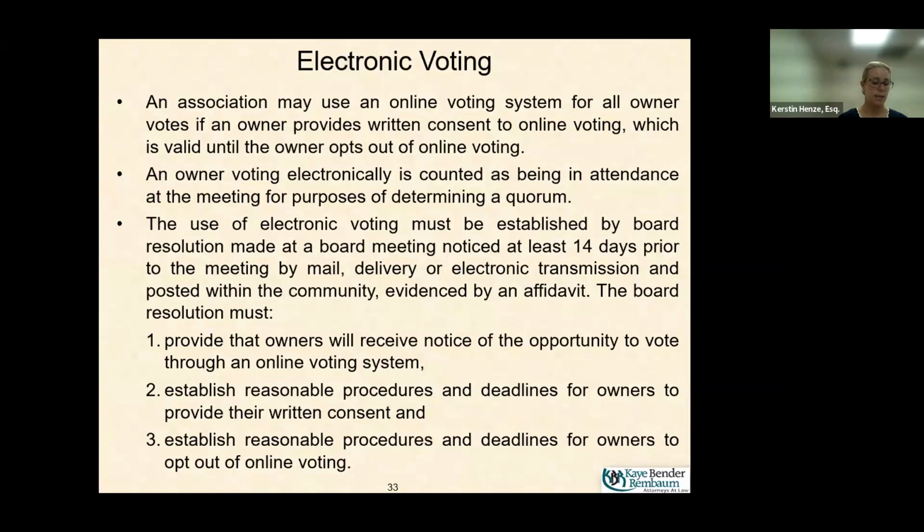If an owner consents to electronic voting, then the owner casting a vote electronically will count towards quorum. Okay, so the owner doesn't have to physically be present at the meeting. Their electronic vote counts towards quorum. Now, the statute here identifies what the resolution of the board of directors needs to provide to properly institute electronic voting.